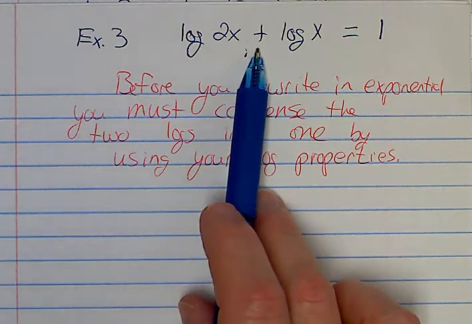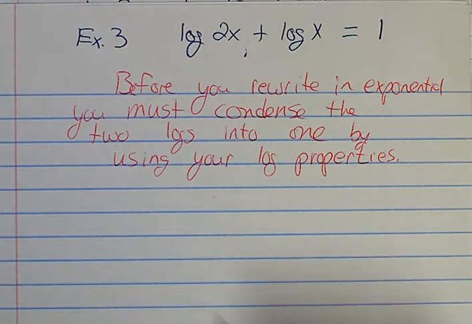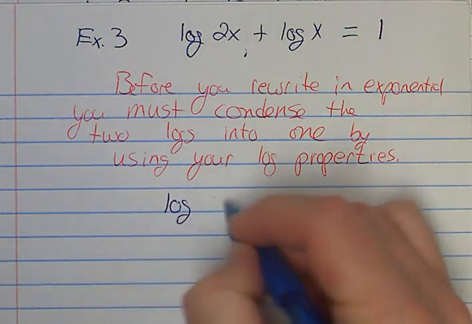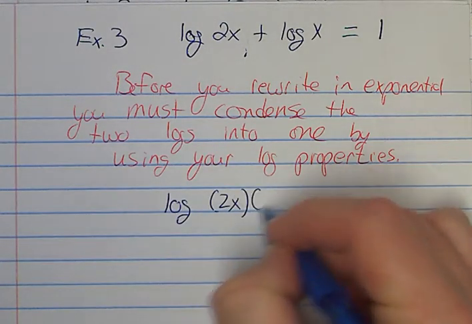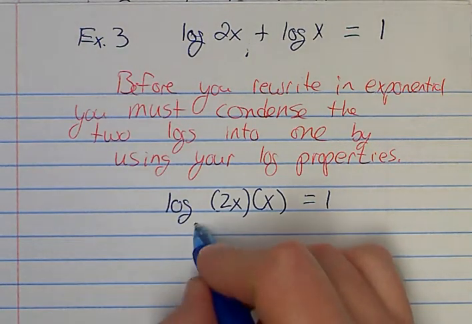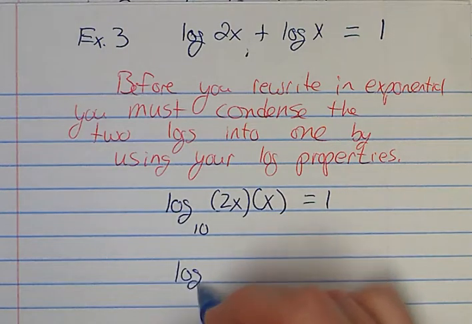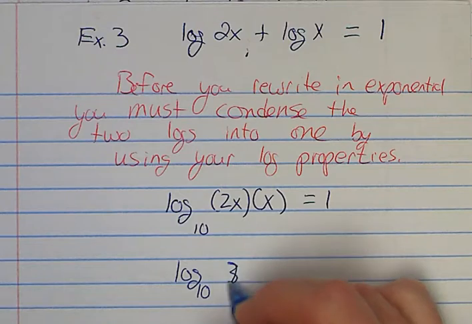All right, and if you go back to your log properties, if you had a plus in the middle, do y'all remember what we had to do with these two things? Had to multiply. So you're going to do log of 2x times x equals 1. All right, and again, there's no base on this one, so I would say go ahead and put your base 10 here just so you've got it. And if you do 2x times x, that's going to be not 3. How about 2x squared?